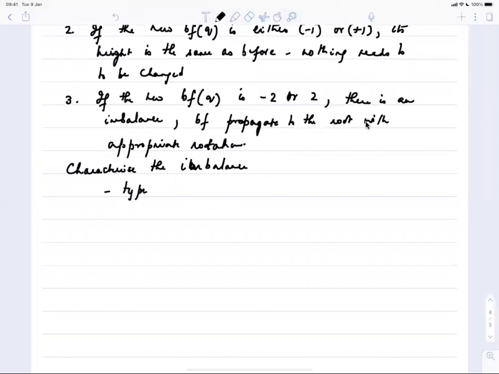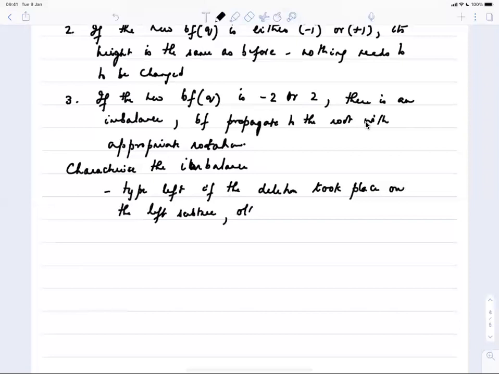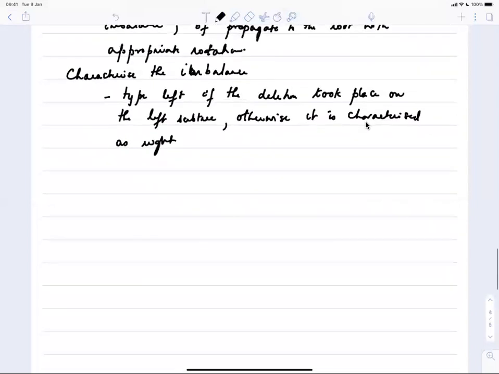Type left if the deletion took place on the left subtree, otherwise it is characterized as right. Now what you will see is similar to insertion. We look at the node whose balance factor becomes 2.